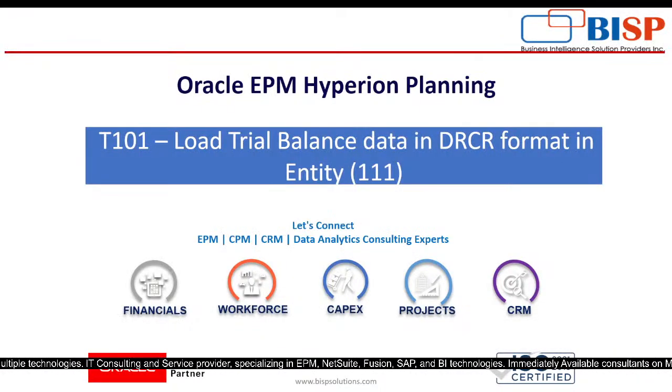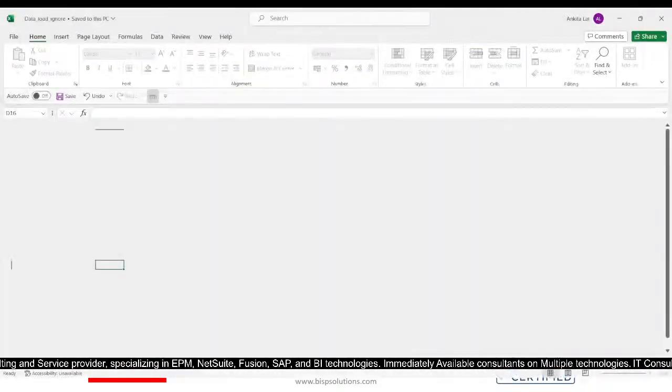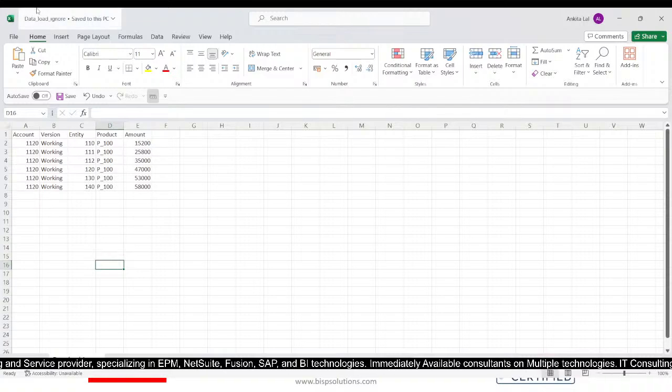Now we will move to our next ticket. Our next ticket is about how to ignore a row while loading the data in the EPM application. For that, I will first go to the data sheet that I have created over here, which is a CSV file.